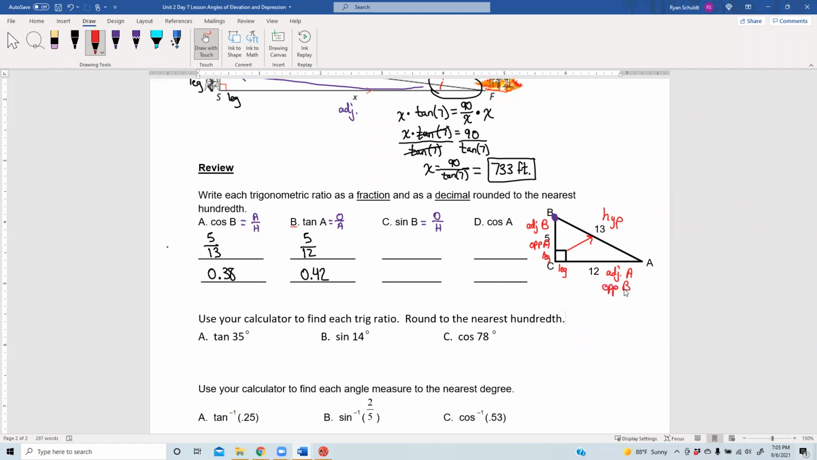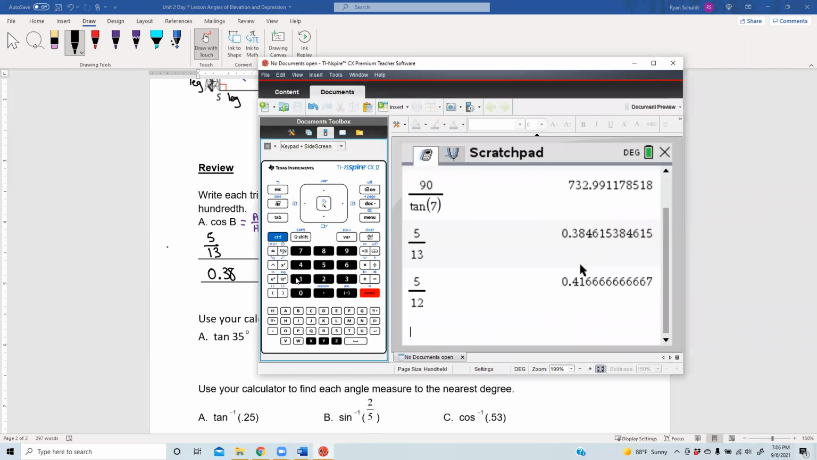So we're going to have 12 over. Which one's the hypotenuse? 13. 12 over 13. Turn that into a fraction. 12 divided by 13. Or turn that, sorry, it is a fraction. Turn it into a decimal. It'd be 0.92.